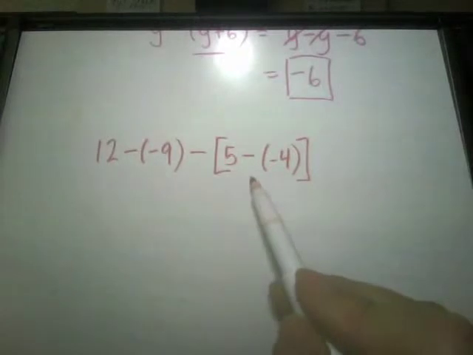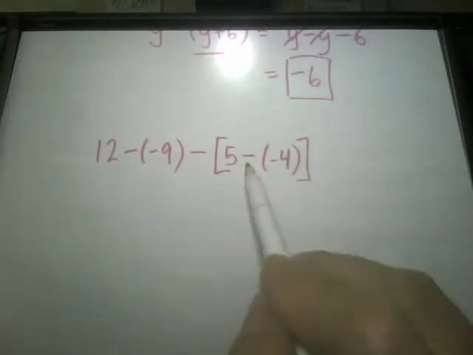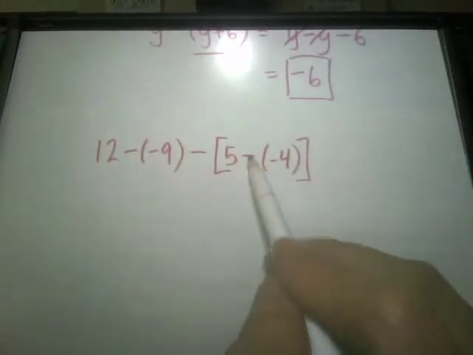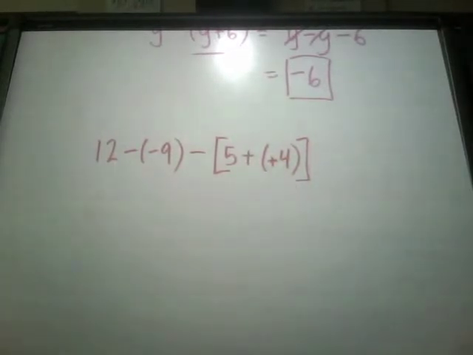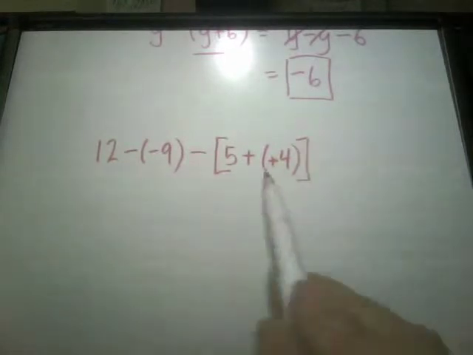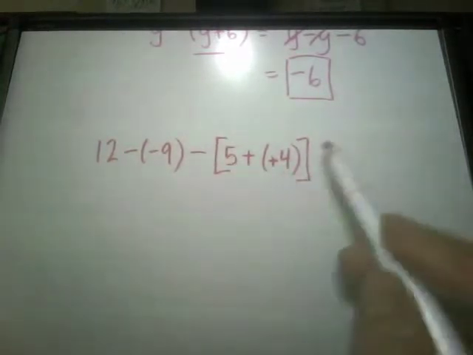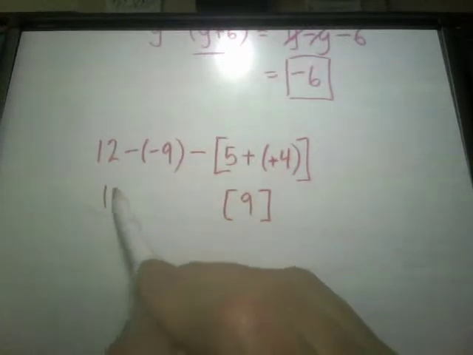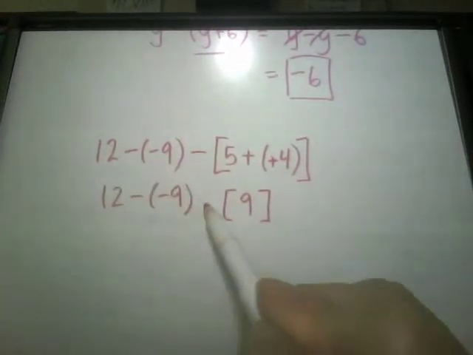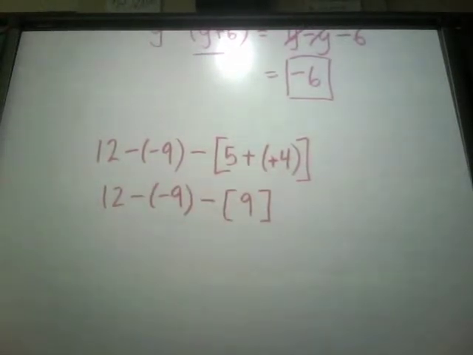If I come inside the brackets first, I see subtraction, I change subtraction to addition, and I add the opposite. Since this was -4, it becomes +4. Remember, we don't change addition to subtraction, guys. Only subtraction to addition with the opposite. So now if I simplify in here, it's just 5 plus 4, so I get 9. Now we'll come to the first part. If I were going to go left to right, I have 12 minus -9 minus the 9 that I got in the brackets. So now I just go left to right through the problem.